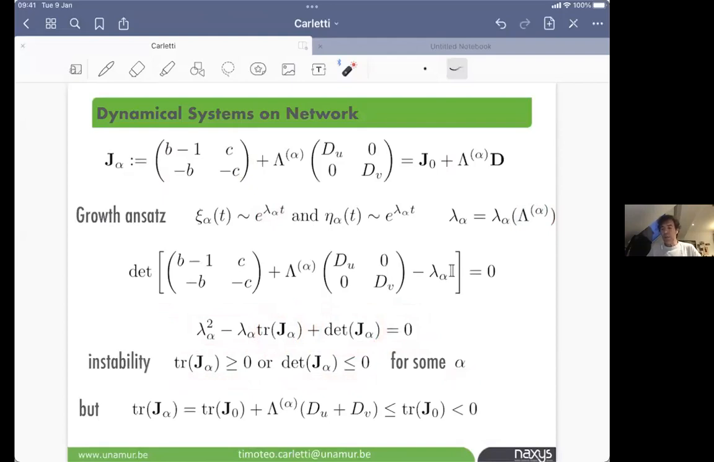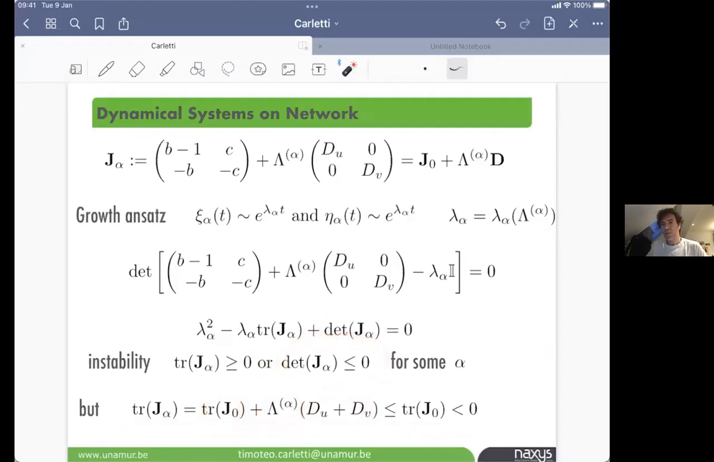Okay, the first one cannot be verified. Why? Because the trace of G alpha is the trace of G0 plus lambda times the sum of the diffusivities. But the diffusivities are positive, a positive coefficient. Lambda is negative or 0. The trace is negative by assumption, so this quantity is negative. So the only possibility to have an instability is that the determinant is negative or 0.